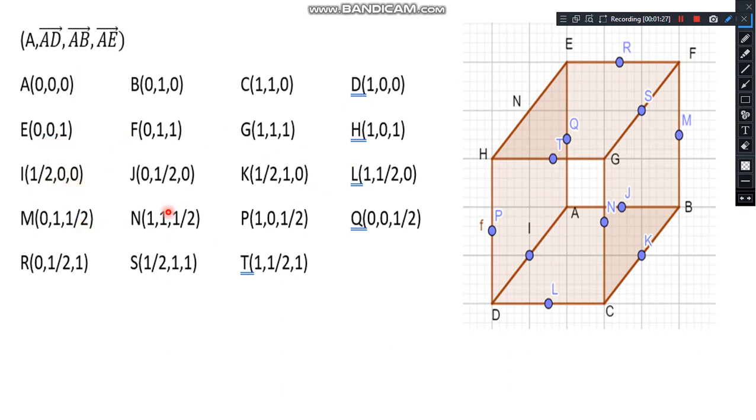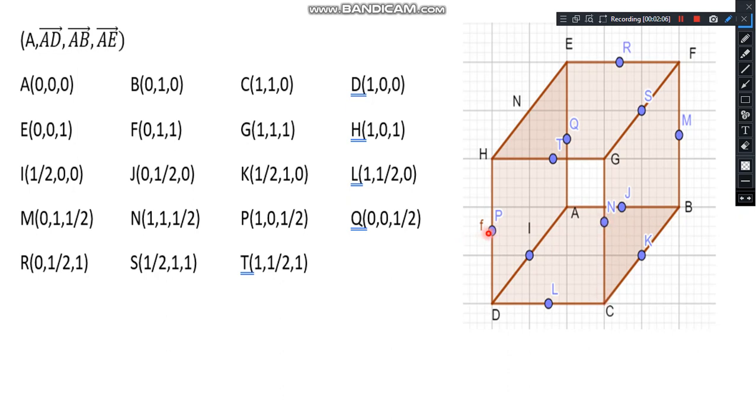Let us see I here at the midpoint of the AD, so half, 0, 0. If you want to do, for example, K, the x-axis is half, the y-axis is 1 and no elevation, so half, 1, 0. If you want to go to M, here M, no x-axis, you have y 1, z is half. N, here if you do the perpendicular down, this is C, so the x-axis 1, the y-axis 1, and elevation is half.